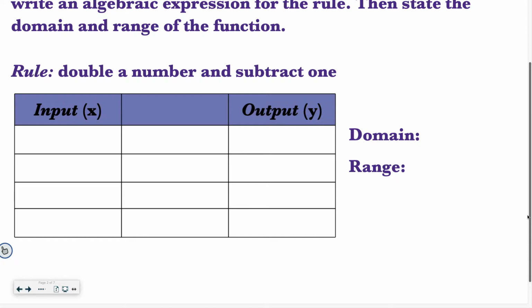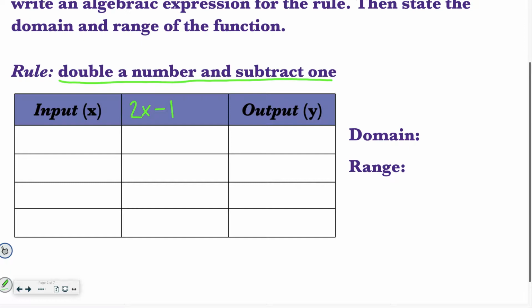All right, so our rule is double a number and subtract 1. So what does double a number mean? That means I take whatever that number is and I multiply by 2. So I'm going to say 2 times, since I don't know what the number is, I'm going to use a variable. I'm going to use x, and then subtract 1 means minus 1. So whenever you have a rule, you write it in that middle column of the table.